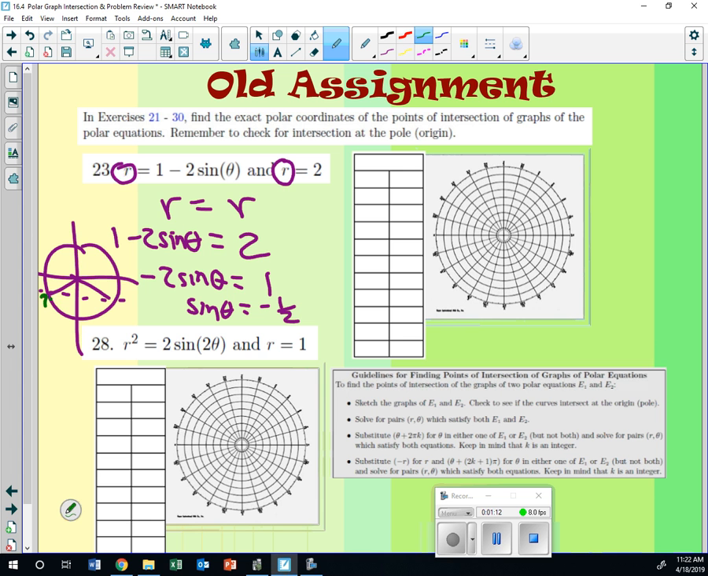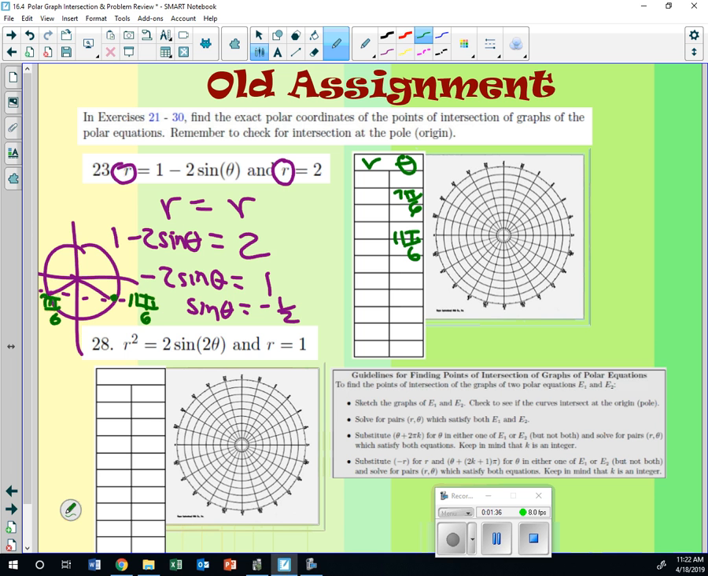One over here is 7 pi over 6. Can you tell what this one's going to be? 11 pi over 6. Fantastic. So how would that look? Well, for my coordinate (r, theta), theta is going to be 7 pi over 6, and theta is going to be 11 pi over 6.